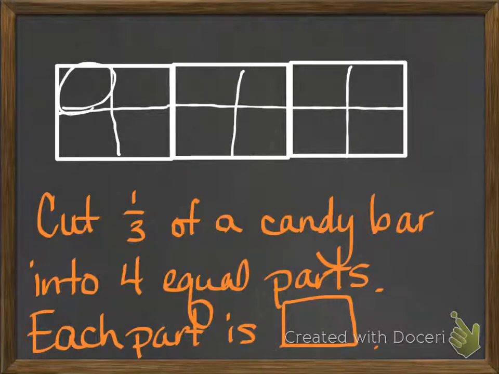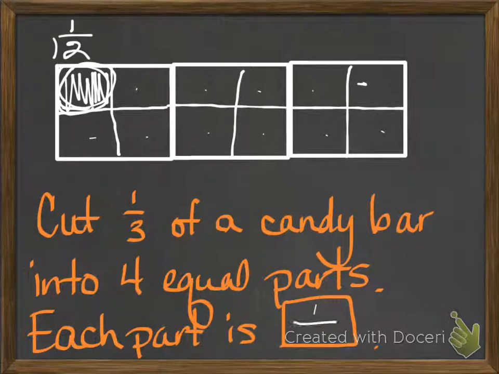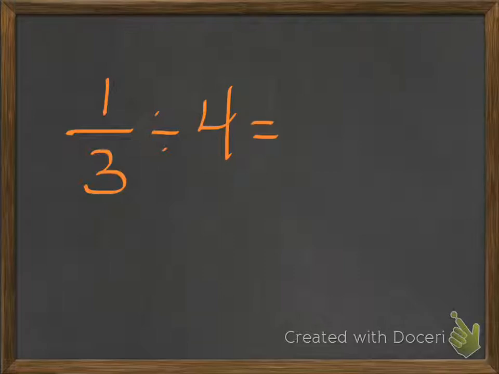So when I count them all together, I see 1, 2, 3, 4, 5, 6, 7, 8, 9, 10, 11, 12. There are 12 portions. So each portion here is 1/12. Whoops, 1/12 of the entire candy bar. Let's look at the math. 1/3 of a candy bar divided by 4.